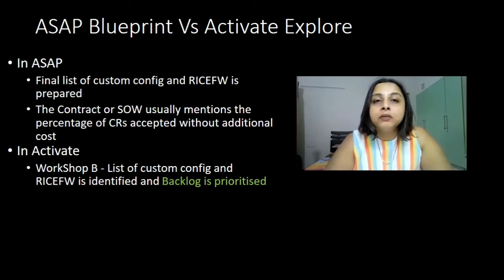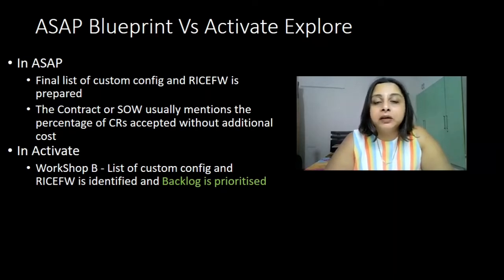Now let's assume in case of ASAP, you have already committed 100 RICEFW requirements. And once you have proceeded ahead in your realization phase, the customer explores the products and then comes up with another 25 or 30 requirements, which is directly 30% more extra work. Now, this used to add a burden of additional efforts and cost to the implementation partner.